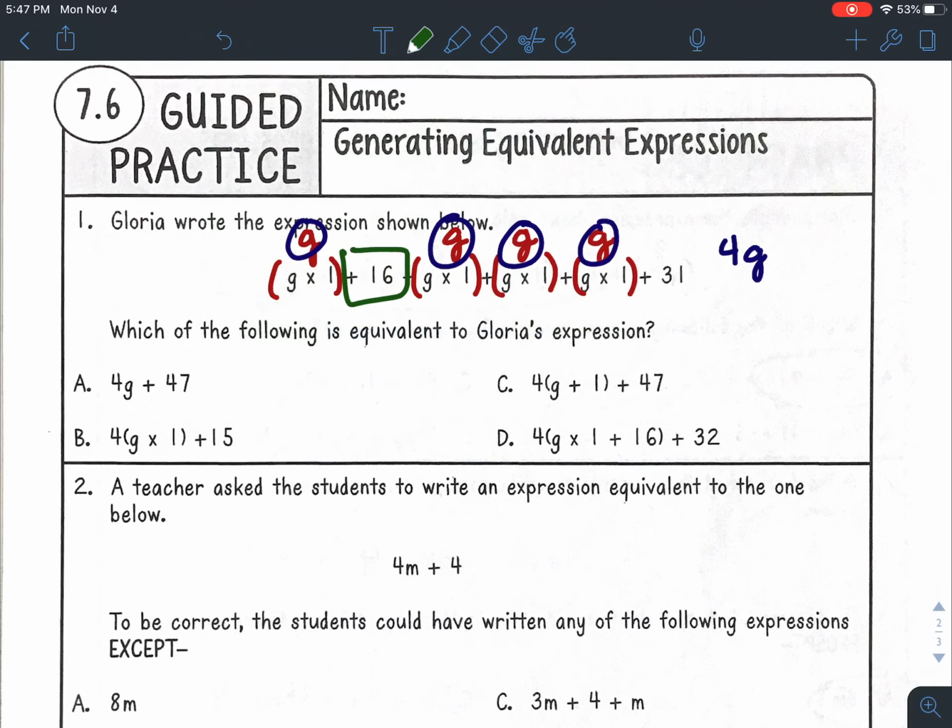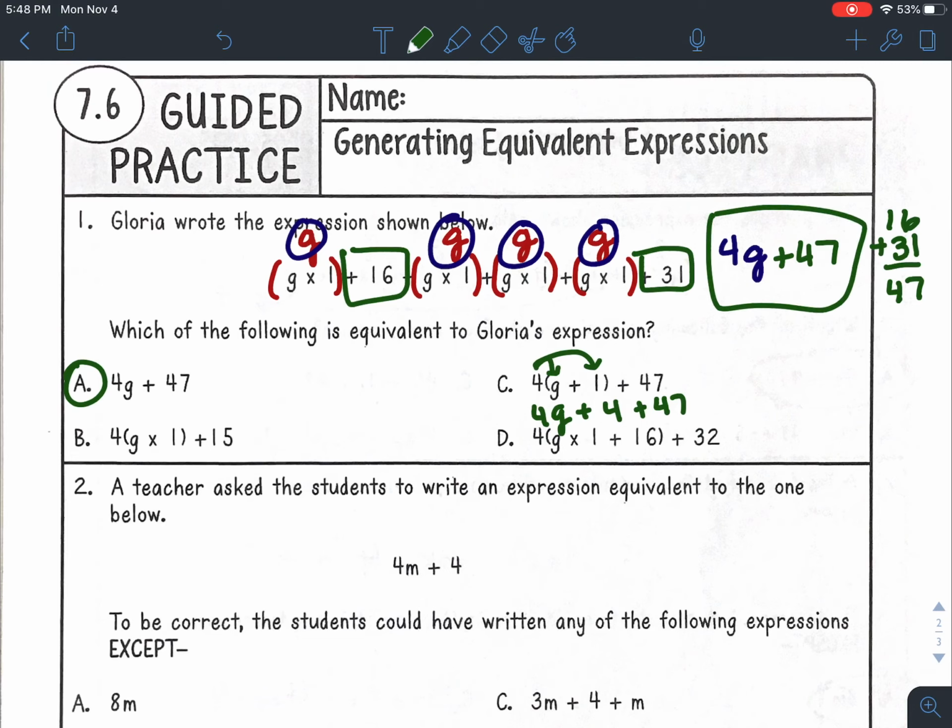Let's box these. So I have 16 plus 31, which gives me 47. So I have 4g plus 47, and the one that matches there is A. And you always want to go in and just double check and see which one goes together. So here I see I have 4g plus 4 times 1 is 4, but I also have this plus 47, which wouldn't match my above here. So always go through and work them out just to make sure you're doing it correctly.